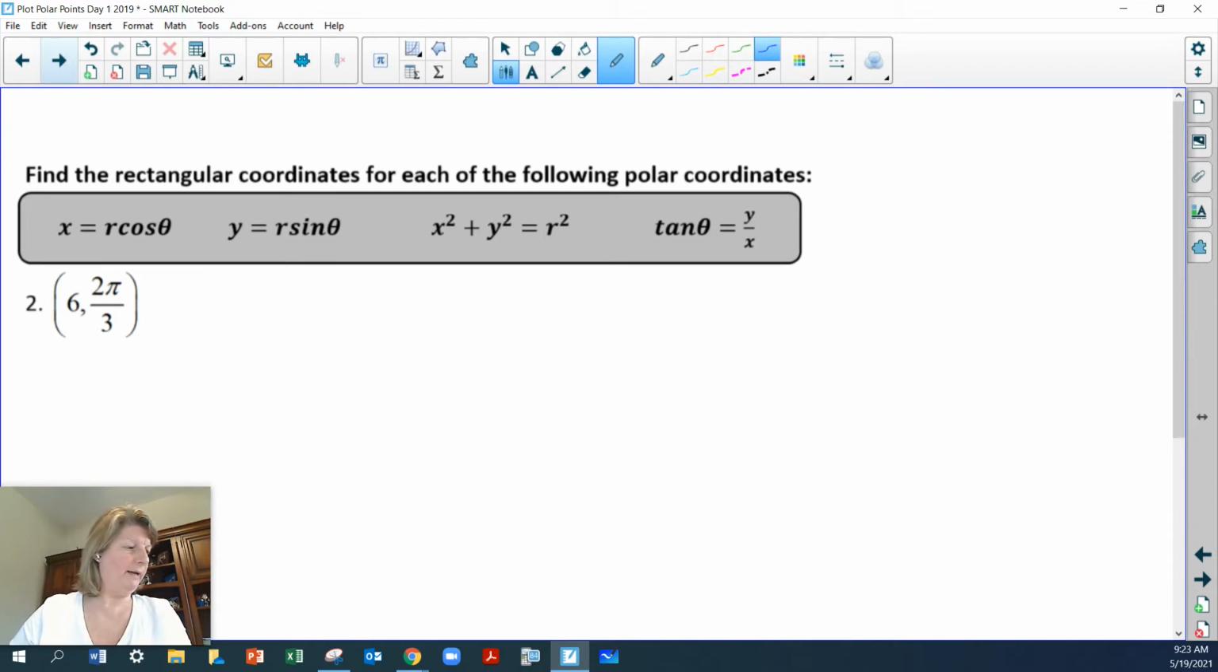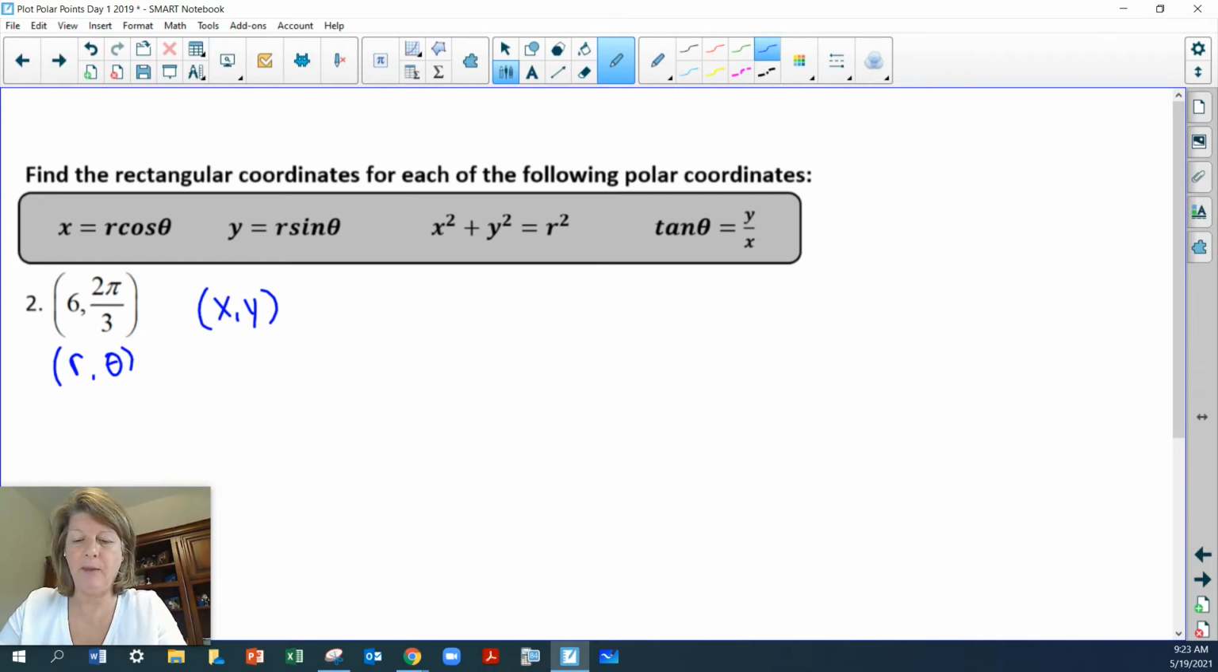So, do we have 2 of these to do? Nope, just one. Okay, so let's do this one. We know this is coming in an r, theta ordered pair, and I want to get back to x, y. Sometimes just grounding yourself helps: what am I trying to accomplish here? I know that x equals r cosine theta, and I know that y equals r sine theta. In there, I should be rocking and rolling.